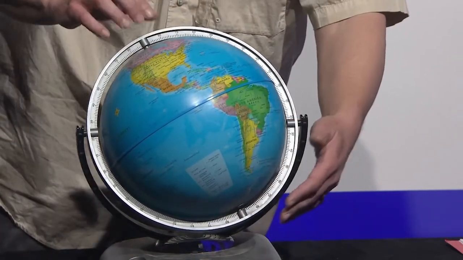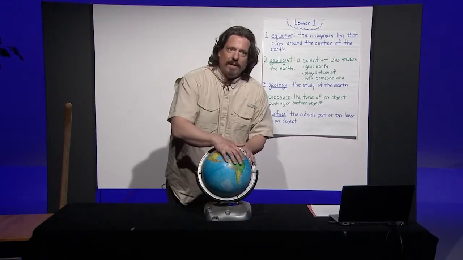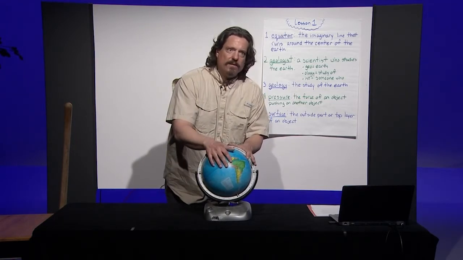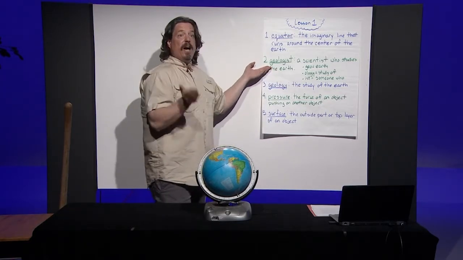So just like the axis, if we were in a spaceship looking at the Earth from outer space, you wouldn't see a big line going around it. But we use the line, the equator, to study and know more about the Earth so that we can understand it. Okay? Another key term is geologist.